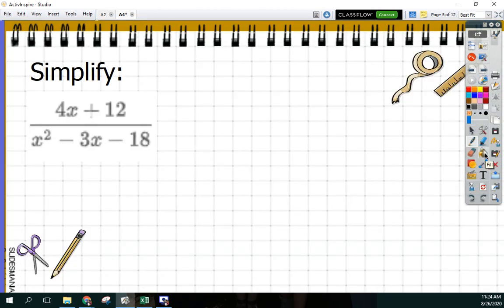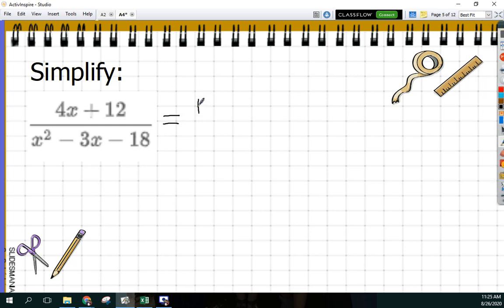All right, so next up, again, we're looking at a rational expression. Again, we have a binomial and a trinomial, so we need to factor it. So notice on top, we have a greatest common factor of 4. So we would factor out our 4 and we get x plus 3.